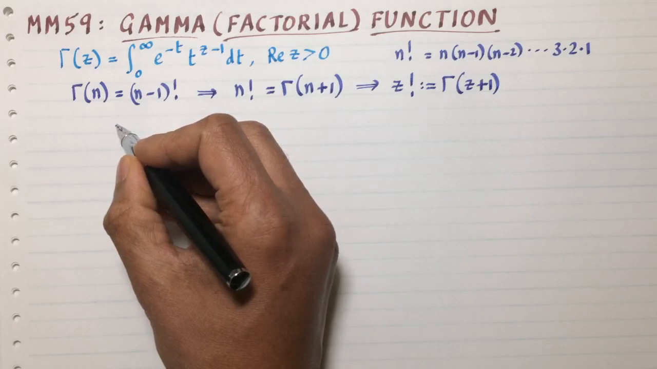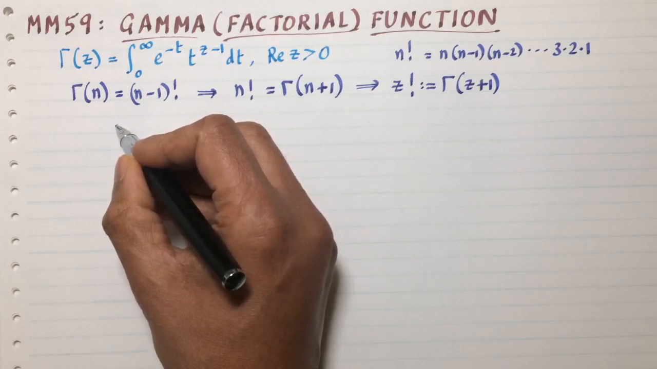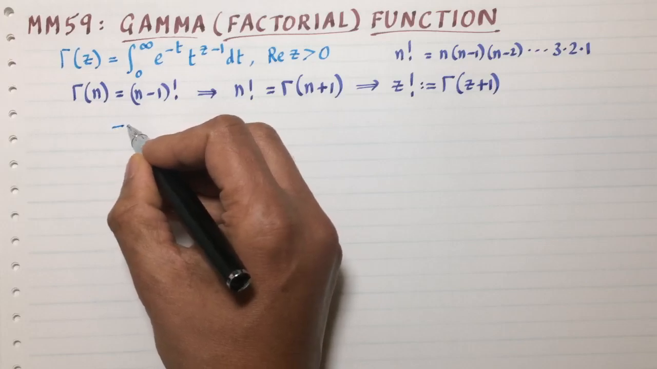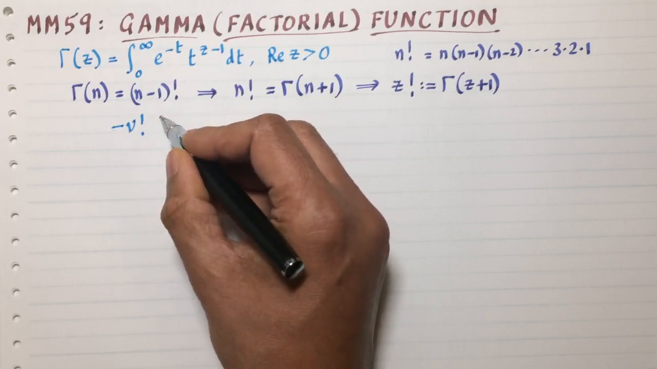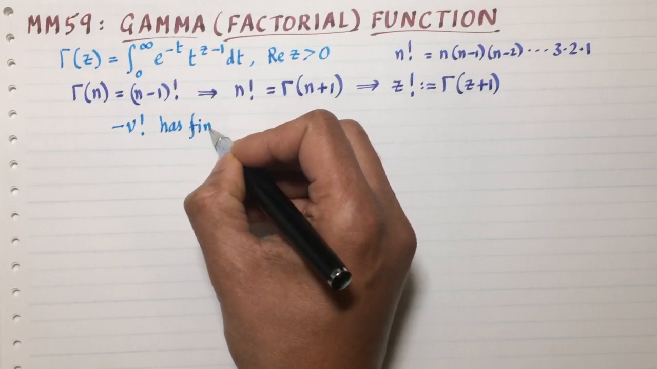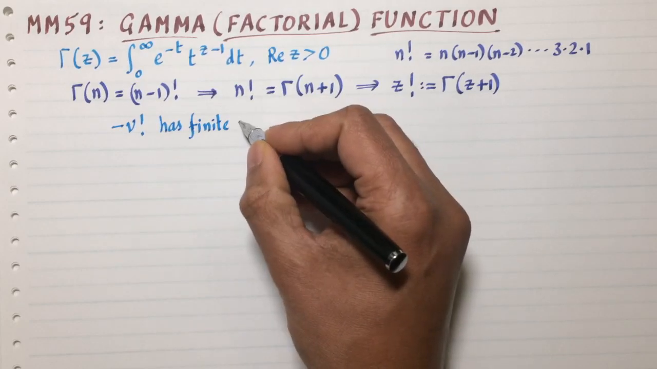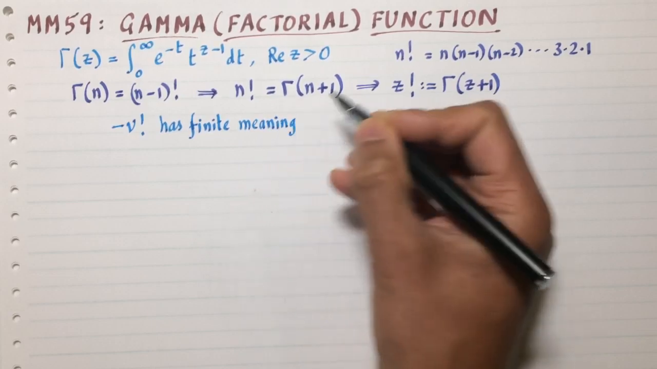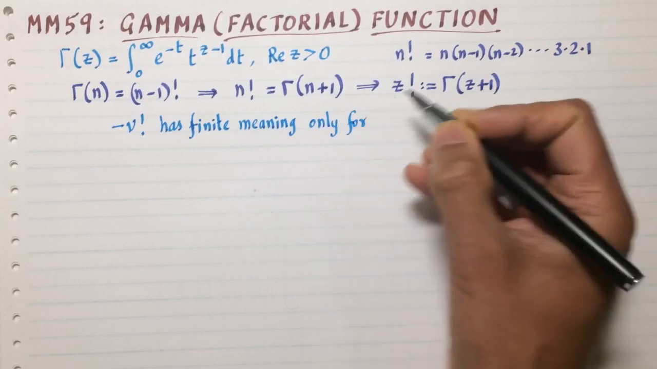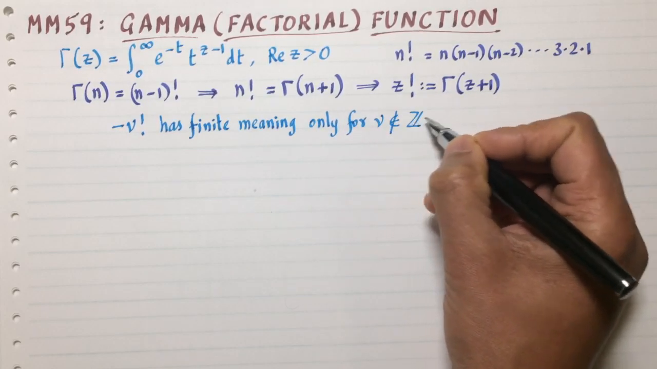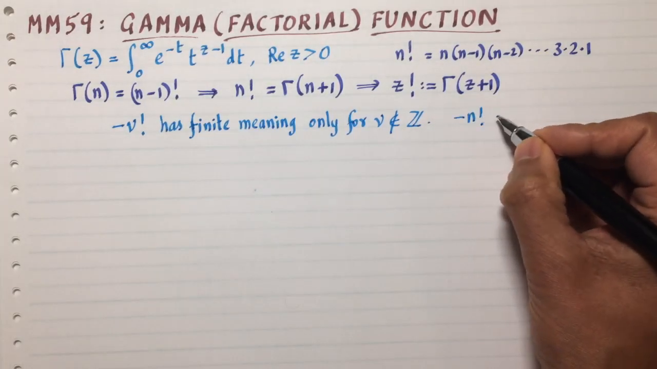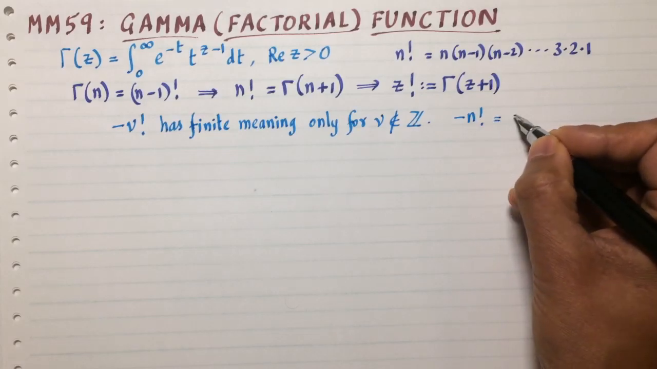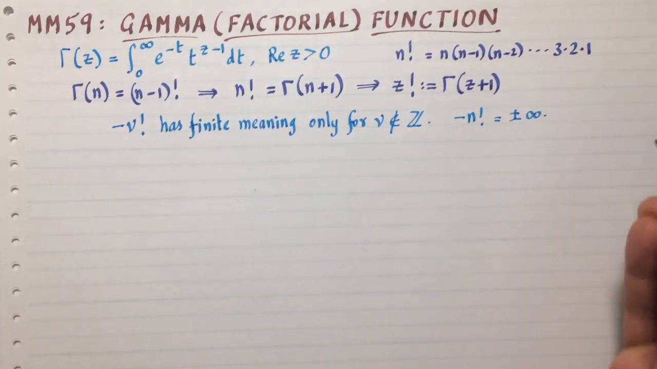So for example, the one thing that we find when you do this is negative nu factorial. If nu is a positive number, then negative nu factorial has finite meaning only for non-integer nu, that does not belong to an integer. So that's one of the properties, because you'll find that negative n factorial for an integer is in fact plus or minus infinity. Depending on the value of n, you'll find that it's plus or minus infinity.